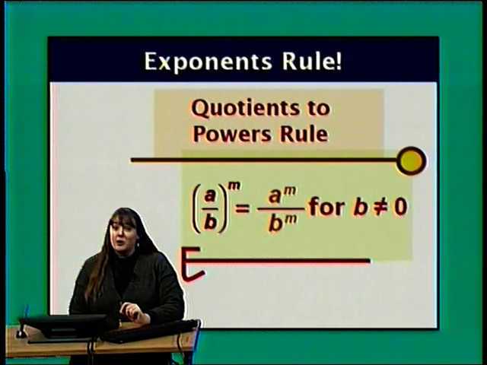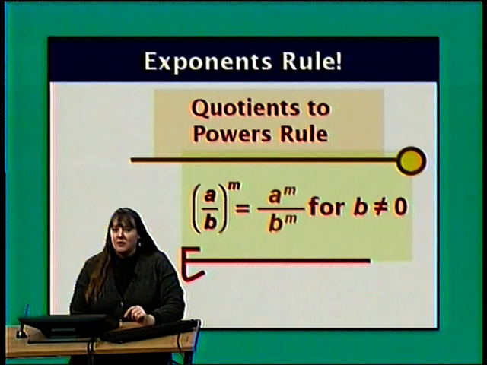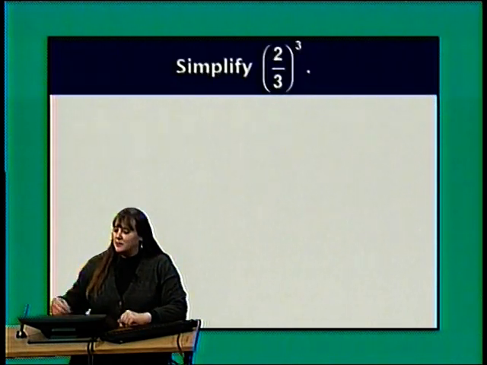This is what we call the quotients to powers rule. A over b raised to the power m equals a to the m over b to the m for b not equal to 0. Notice what this rule tells us is that exponents distribute over division, just like exponents distribute over multiplication. Let's look at an example of this rule.